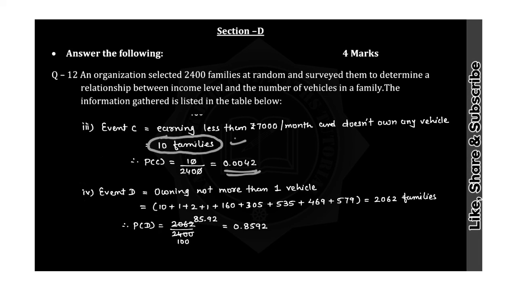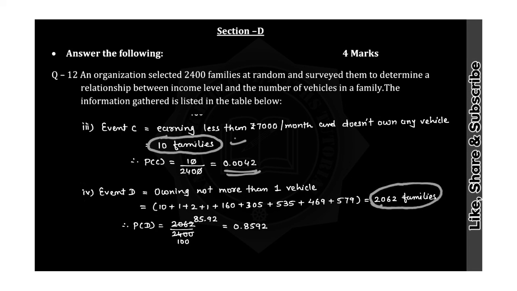And the last one is event D, owning not more than one vehicle. Now see here, not more than one vehicle means we have to consider all the families which have exactly one vehicle and no vehicle, and therefore the sum will be 10 plus 1 plus 2 plus 1 plus 160 plus 305 plus 535 plus 469 plus 579. That means from the table we have to add all the families which have 0 vehicle and 1 vehicle, and the total number of such families is 2062, and that will be your favorable outcome.